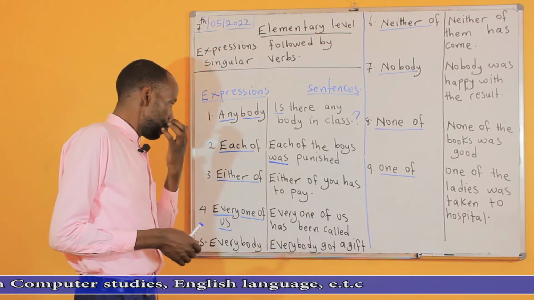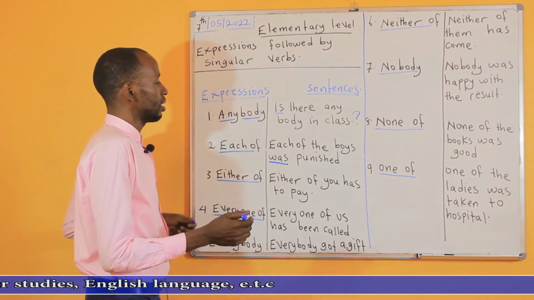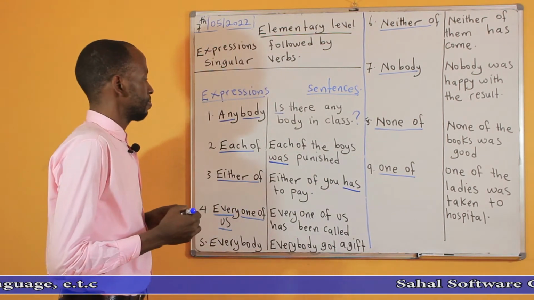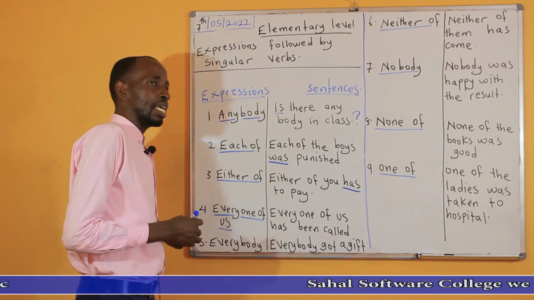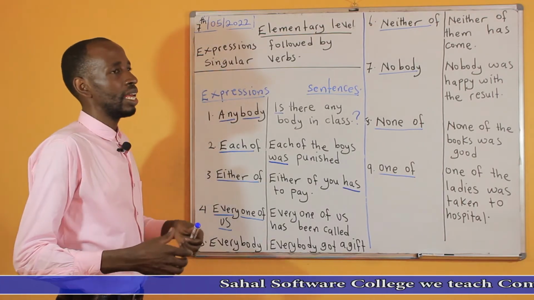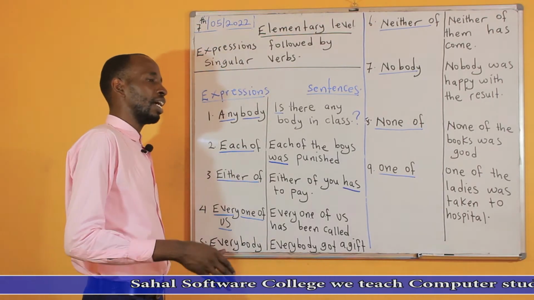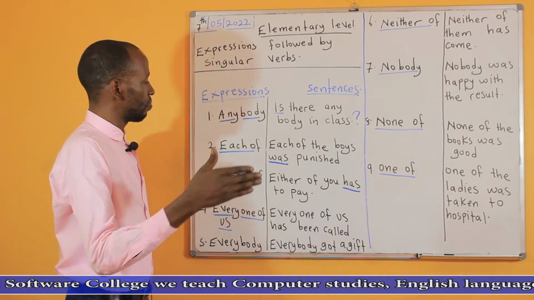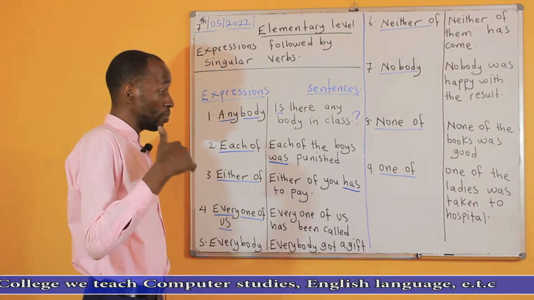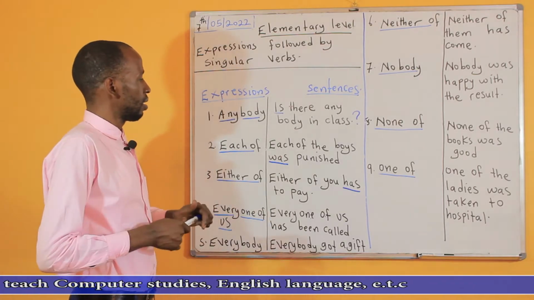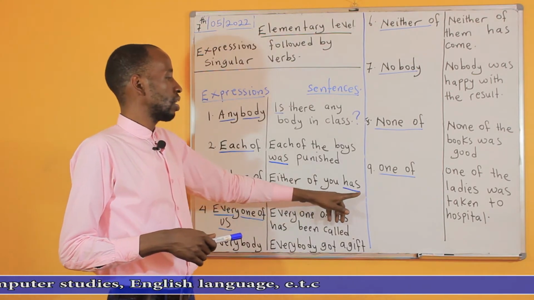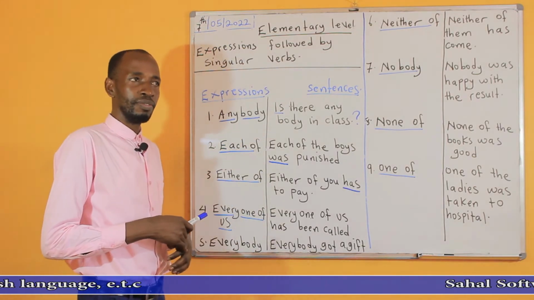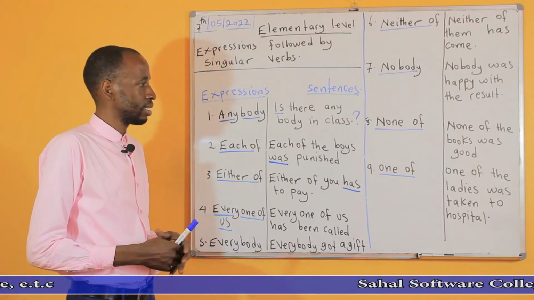Okay, either of, it must be followed by singular. This is what I'm talking about. Either of you has to pay, either of you has to come, either of them has to go, either of you has to call me. So my interest is has. So has is a singular auxiliary verb. So you need to understand that.